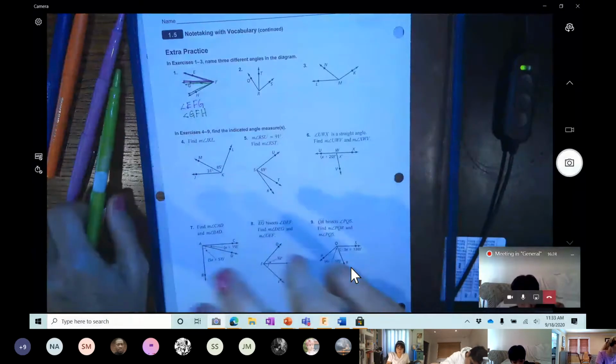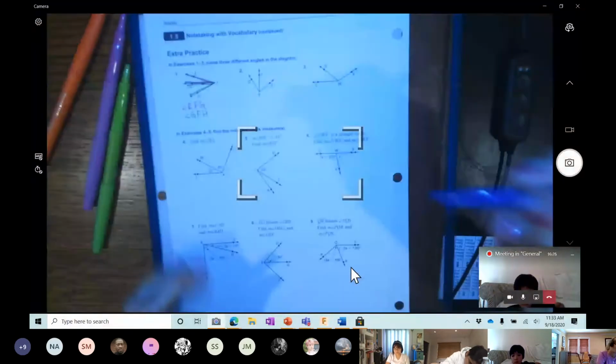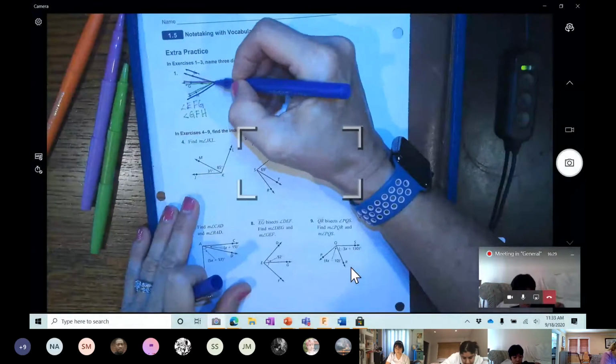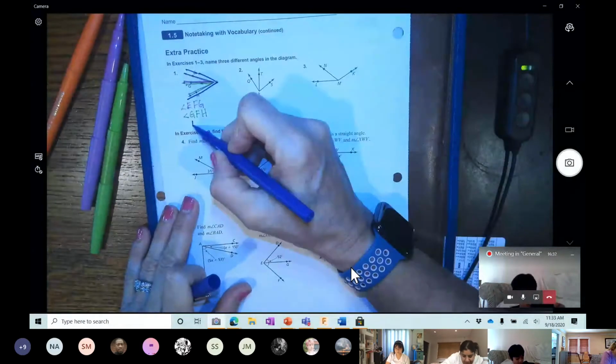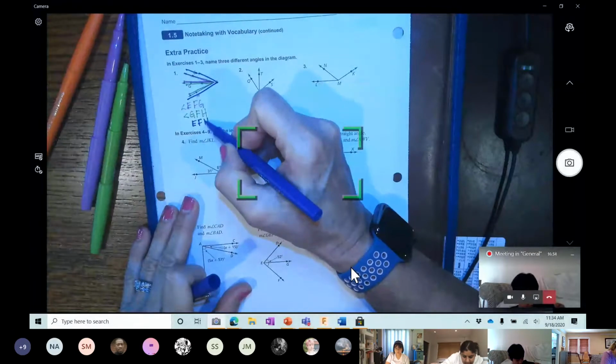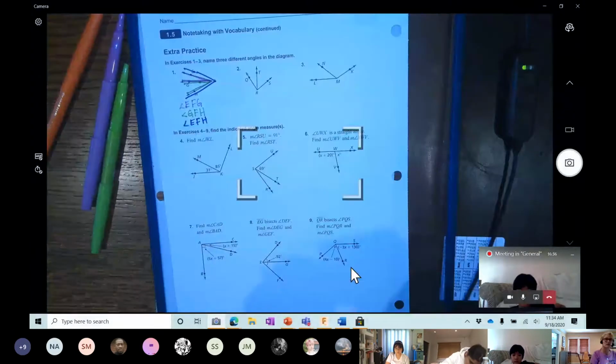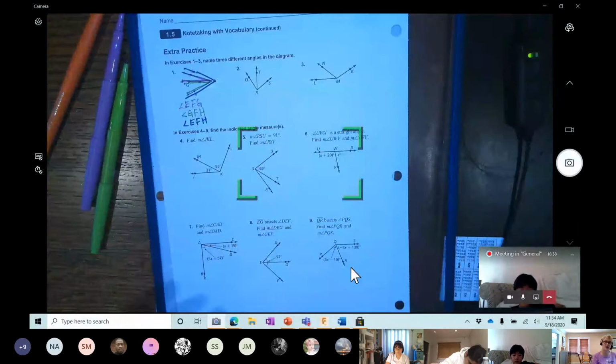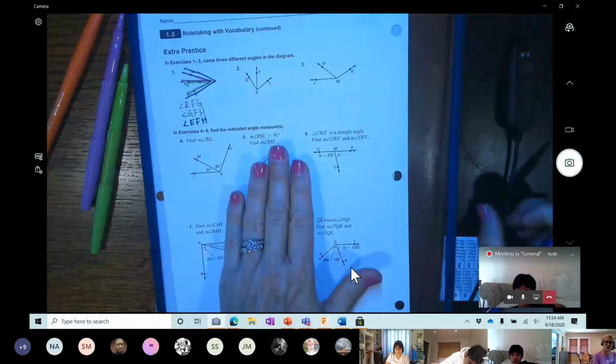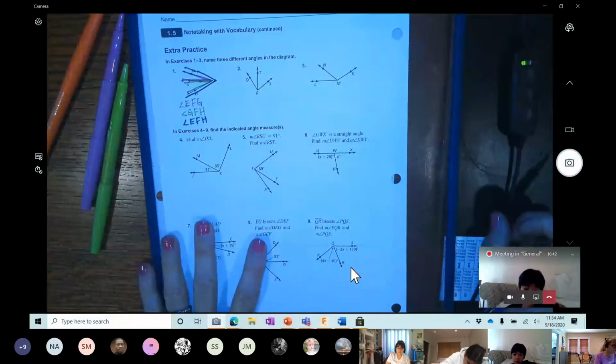And then the third angle is the big one. So this one here on the outside is EFH. Notice that F is in the center each time. So that's how you name those 3 different angles.